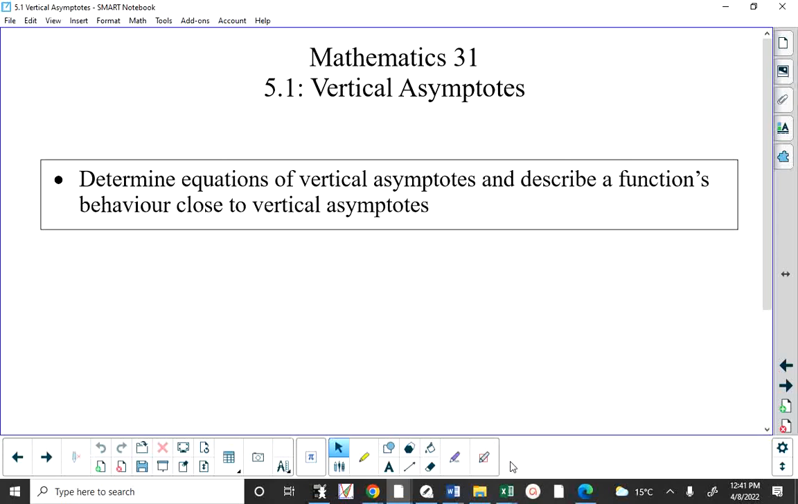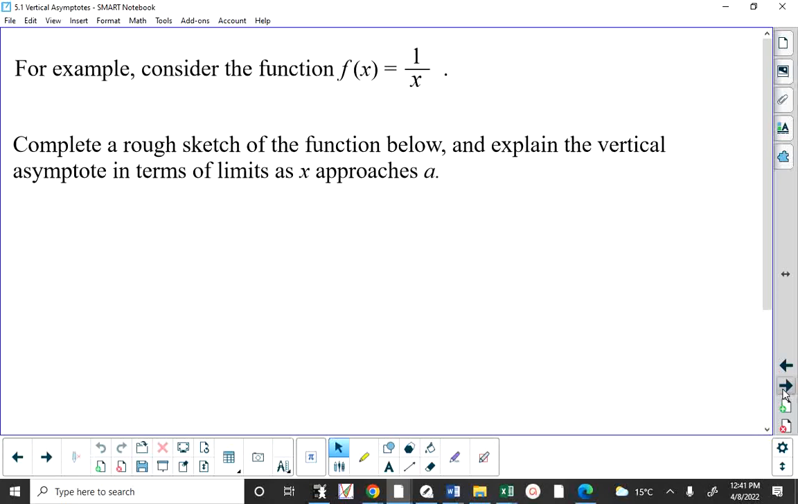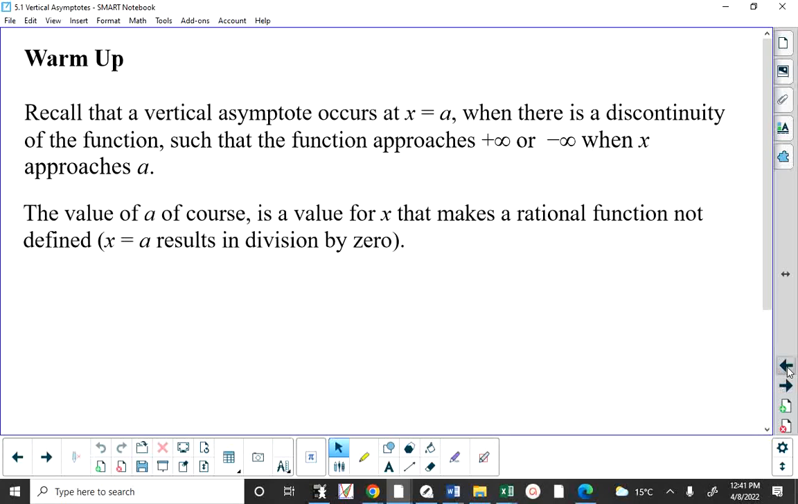But there's something else important here that we don't really talk about too much in Math 30-1, and we certainly don't analyze in the way we're going to analyze it in this course. So what a vertical asymptote is: it occurs at some value of x, I'm just saying x is equal to a, when there's a discontinuity of the function, and here's where the definition gets a little bit more convoluted, such that the function is approaching infinity or negative infinity as you get closer and closer to a.